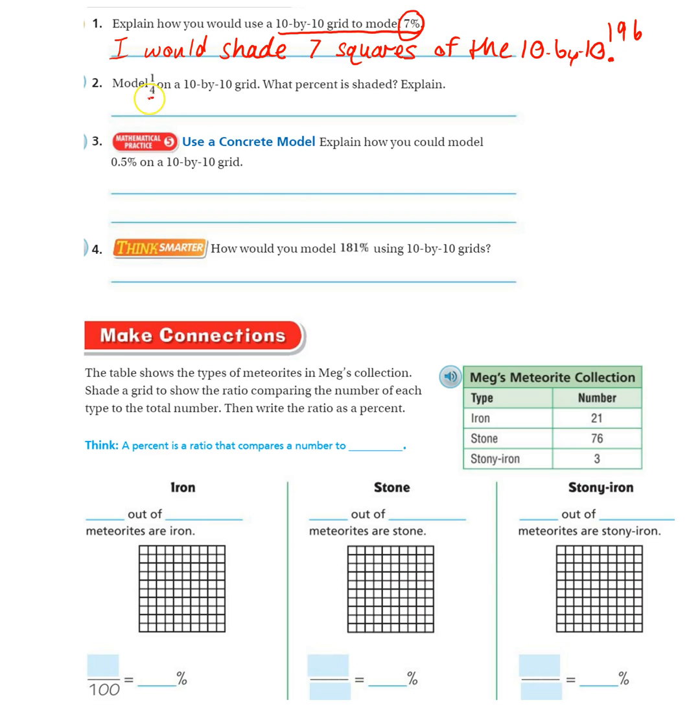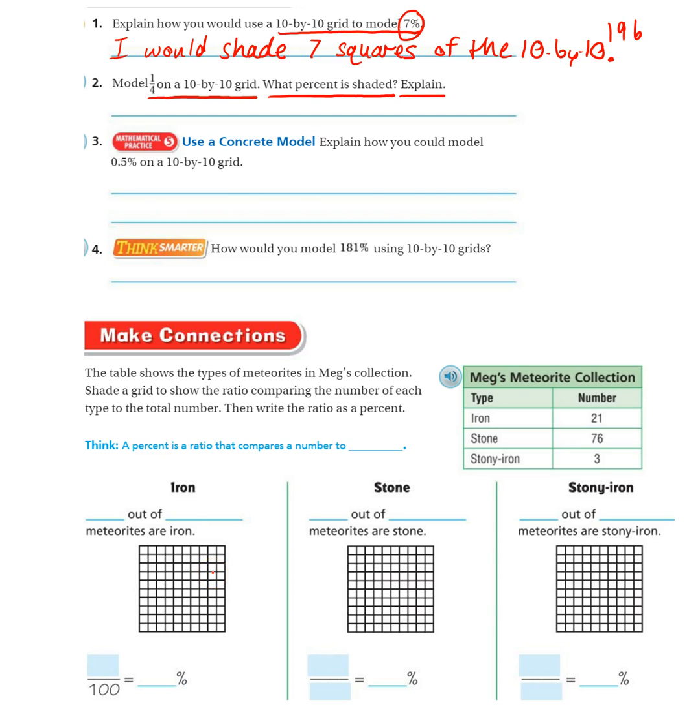Okay, model 1/4 on a 10 by 10 grid. What percent is shaded? Explain. So on number 2, I want you to use your graph paper, make a 10 by 10, and then shade 1/4 of it. Okay, so I'm going to model that. I'm going to model it down here actually, because I don't have graph paper other than this.